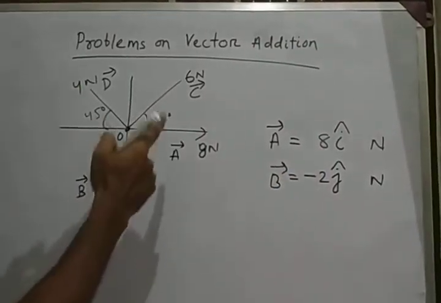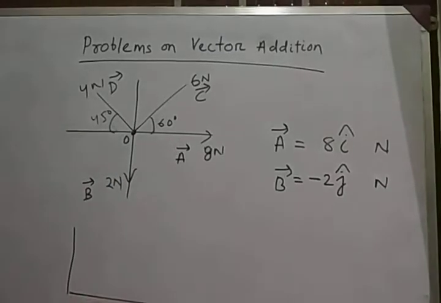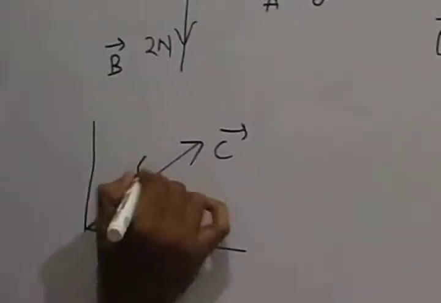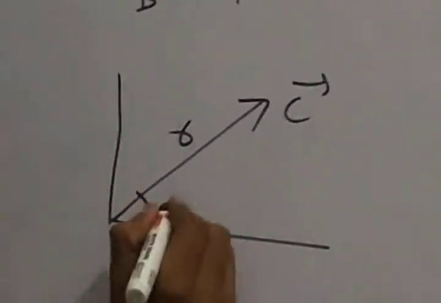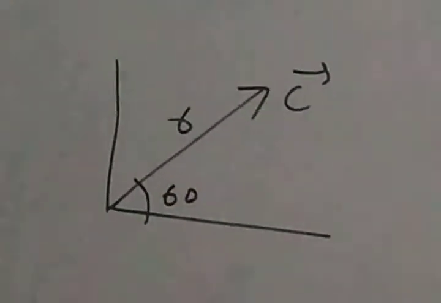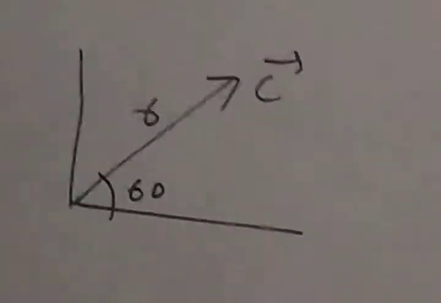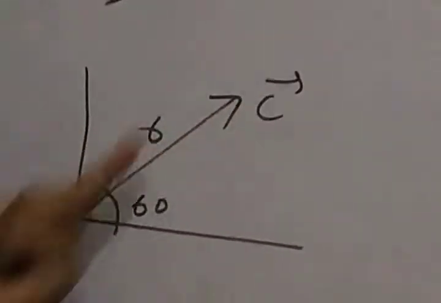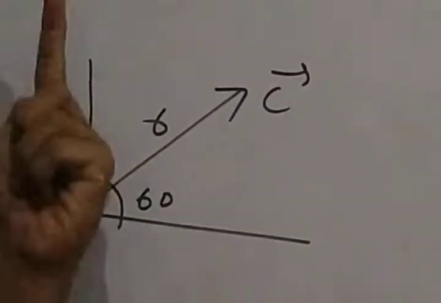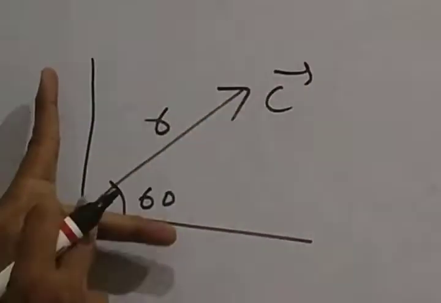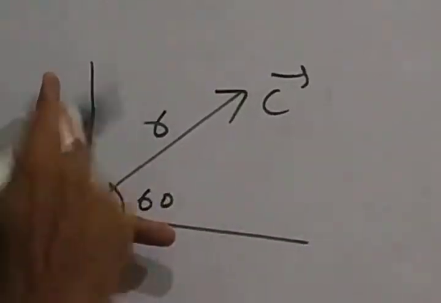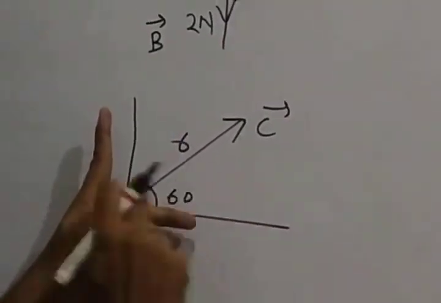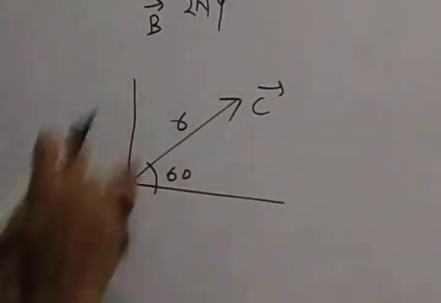Now I have to represent this vector c. So I am zooming in on this picture once again. This is my vector c, 6 Newton actually. Now this angle is 60 degrees. If you go through my previous videos on how to represent a vector using two rectangular components, I am now resolving this vector into two rectangular components, the x-axis and y-axis components. These are called the horizontal component and vertical component.